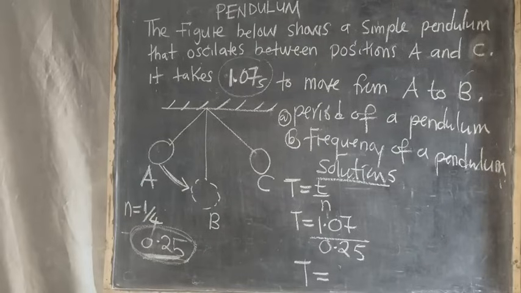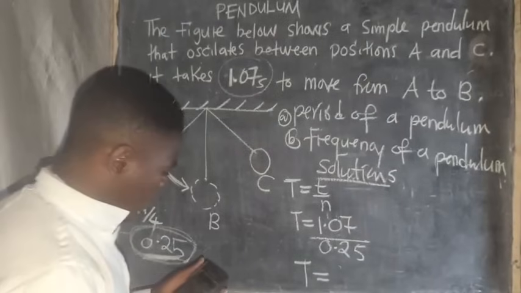So meaning that period is equal to what? How many people are following? How many people have got calculators wherever they are? I want to see people that have got calculators. So 1.07 you divide by 0.25. What answer are you getting when you divide there? What is your answer?